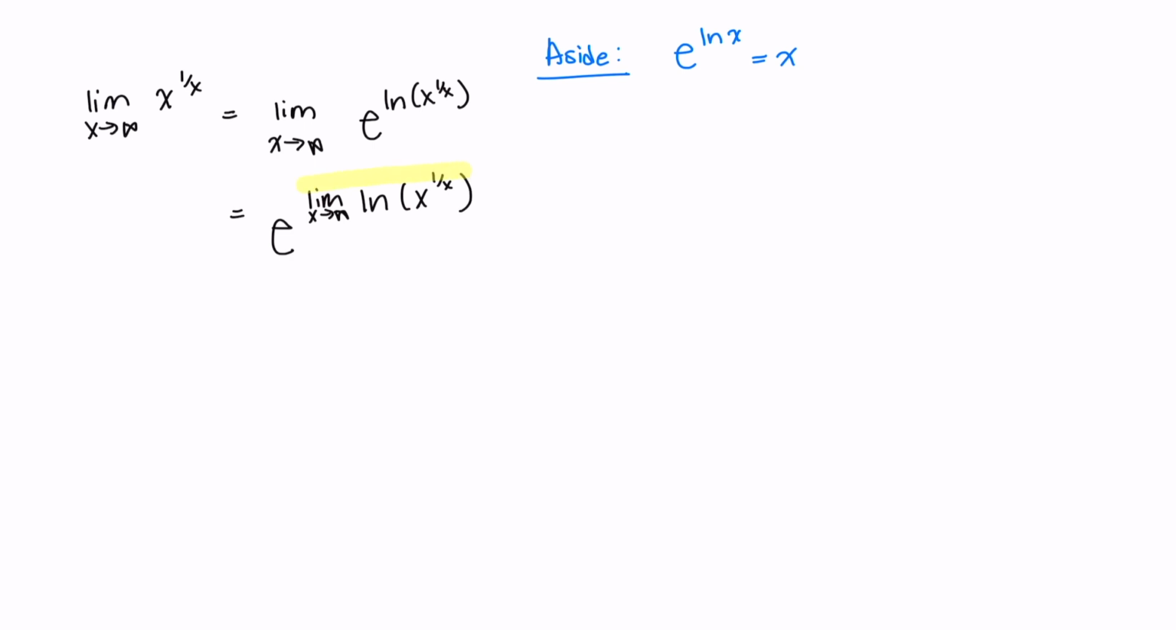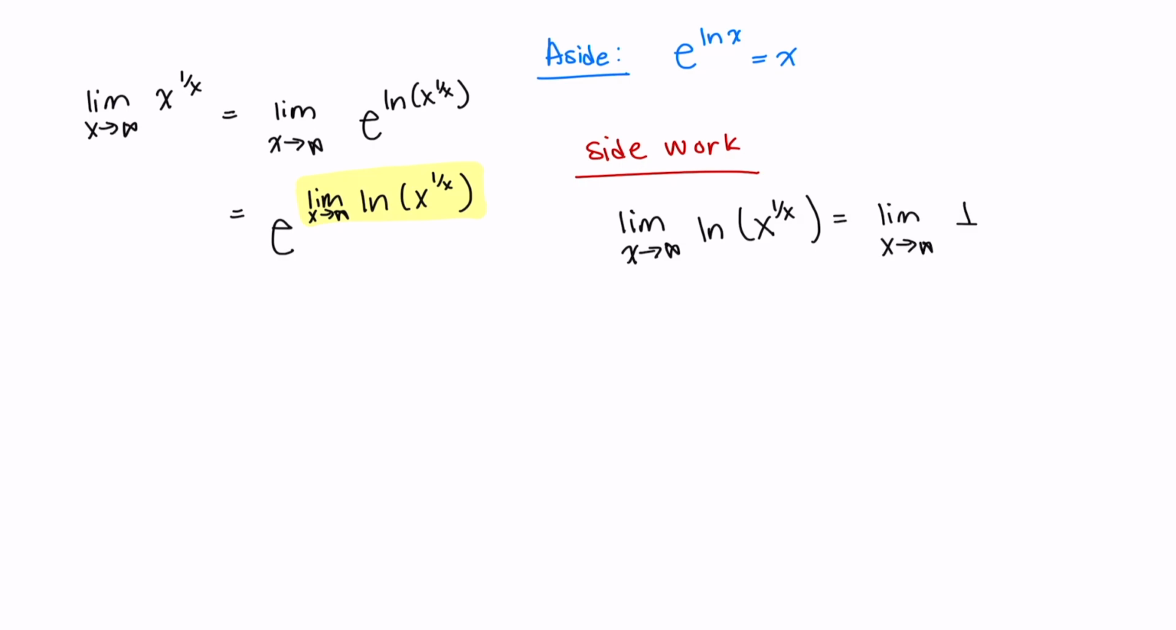And this is the part I'm interested in. So I'm going to highlight it. And let's do some side work now. In my side work, I'm going to evaluate the limit as x approaches infinity of the natural log of x to the 1 over x power. This can be rewritten as the limit as x approaches infinity of 1 over x times the natural log of x. And if you don't see how I got here, that's because if I have the natural log of a to some power, say b, I can write this as b times the natural log of a. Okay, let's continue.